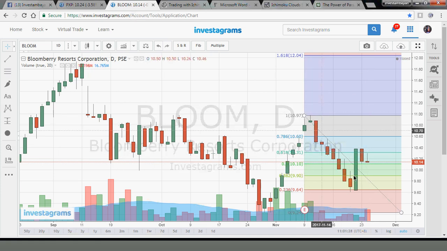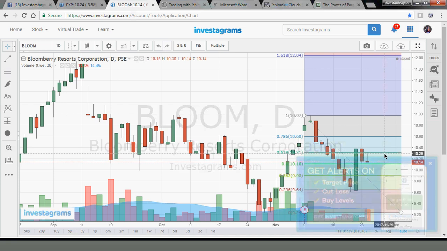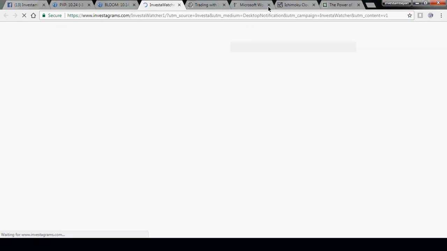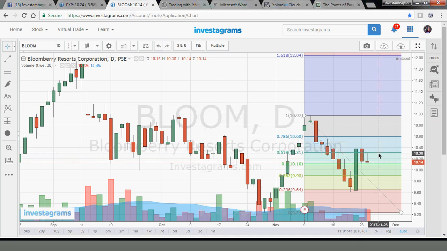Usually, pag nagre-reversal dito, hinahanap ko, pumapasok ako sa 0.618. Dito ako papasok, 0.618, kasi possible reversal na to eh. Target price ko is 0.786, 10.60, kasi possible to na dito magbentahan yung mga tao.